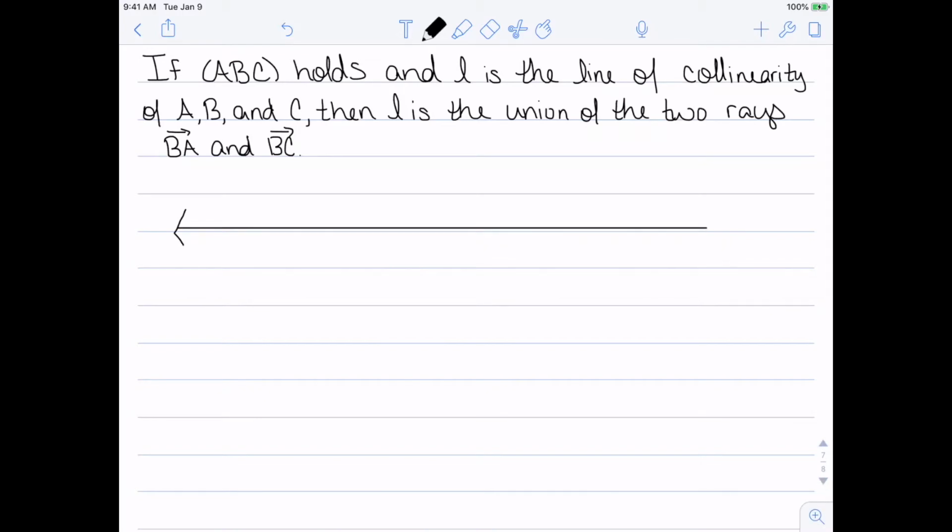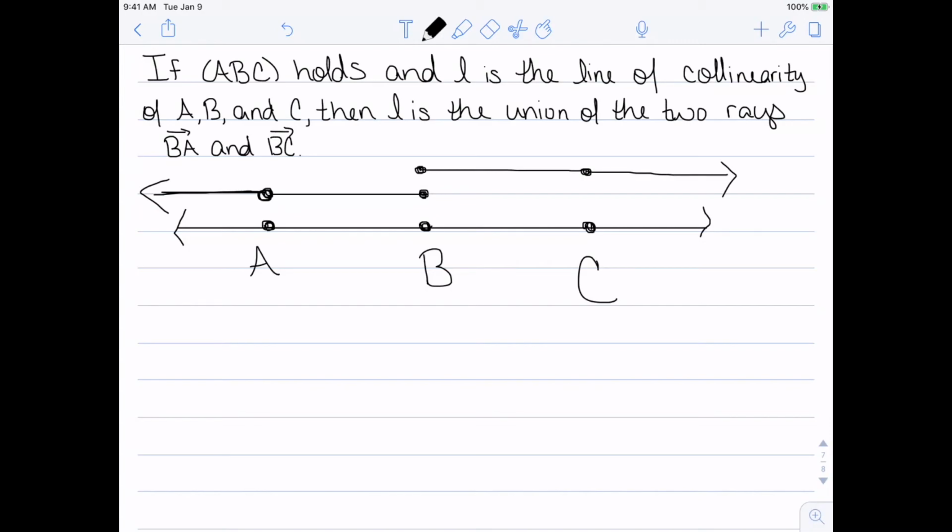So we have a line, and we know that ABC holds, so we know B is in the middle. Well, the ray BA consists of the point B, all the points between B and A, it consists of A, and it consists of all the points beyond A. The ray BC consists of points B and C, all the points between B and C, and all the points beyond. And so we can see that the union of these 2, if we combine them, we do get the whole line. And that's the basic idea of what this theorem is saying.